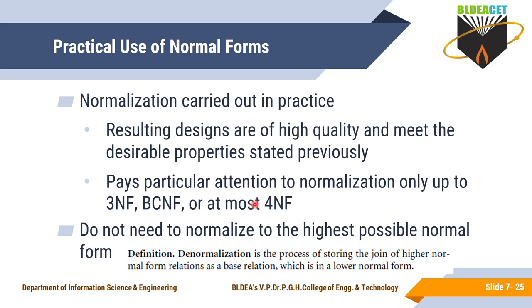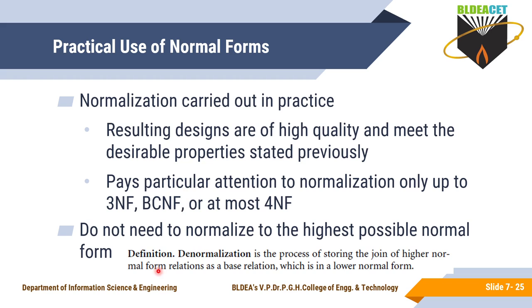At most it is 4, but in general, almost all relations come under 3NF and BCNF. If these two are satisfied, then you can consider that a high quality design. Next, you do not need to normalize to the highest possible normal forms. As I told earlier, you also have the fourth normal form and fifth normal form, but if you want high quality, 3NF and BCNF are enough here.